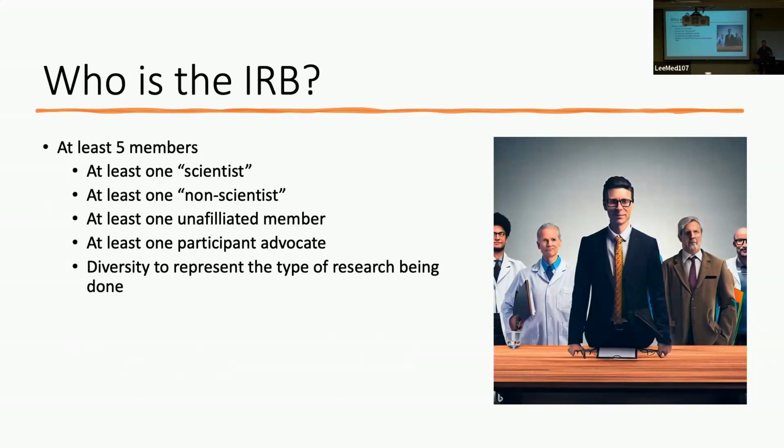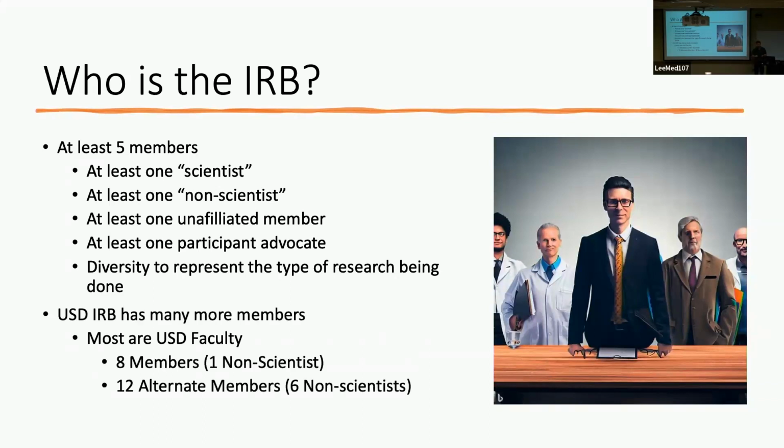The USD IRB goes beyond what's required for these boards. So again, you need a minimum of 5 that cover these bases. We actually have 20 members on our IRB. So 8 of them are full-fledged voting members. 1 of them is a non-scientist, and then we have 7 that are counted as scientists. And then we have 12 alternate members.